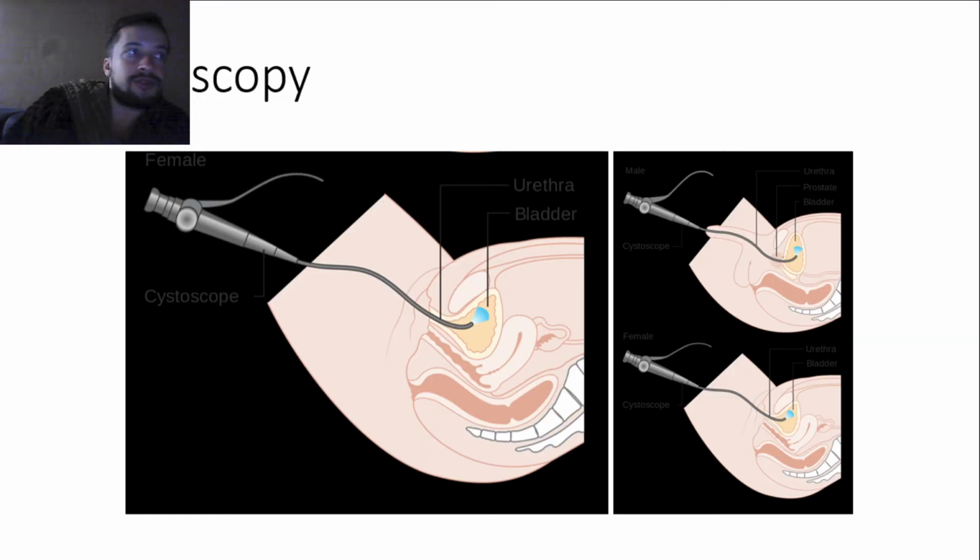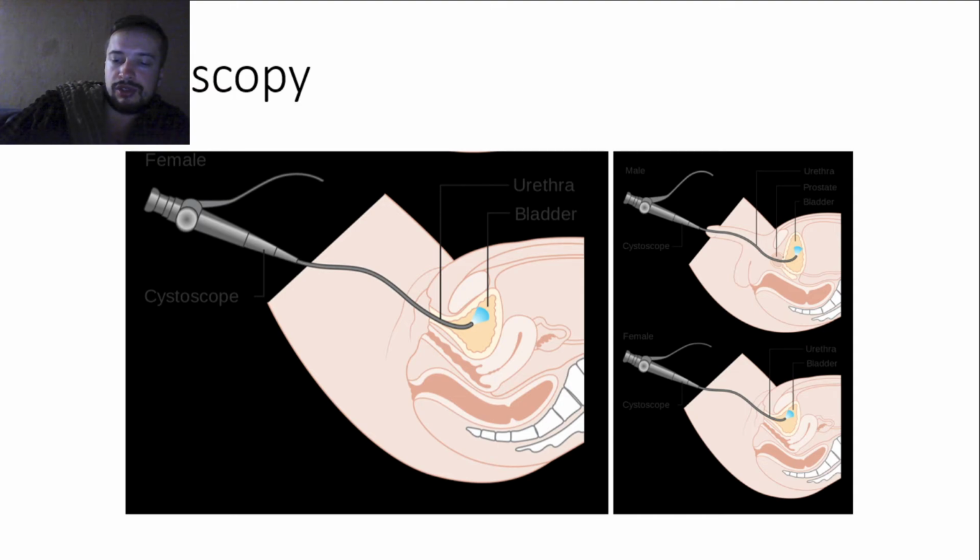Next type of research is cystoscopy, and cystoscopy we can use both as research and as treatment. A cystoscope is inserted into the urethra and placed into the bladder to allow a doctor or nurse to see inside. Small surgical instruments can also be placed down the cystoscope to treat some bladder problems at the same time.